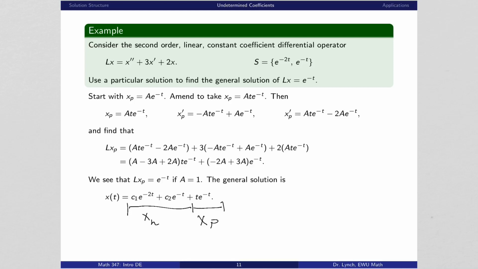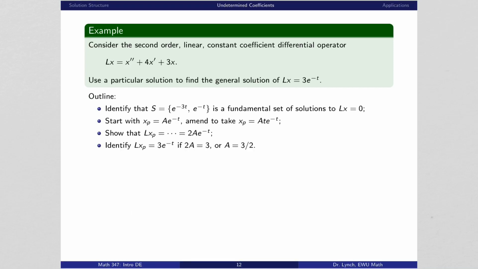Okay, one more example, just a fresh example to wrap up this section. Go ahead and outline the solution to x double prime plus 4x prime plus 3x equals 3e to the minus t. Like we saw last time, the first thing we have to do to find a general solution of the non-homogeneous equation is solve the corresponding homogeneous equation. So the first step in the outline of the solution is to identify that fundamental set of solutions to the corresponding homogeneous equation.